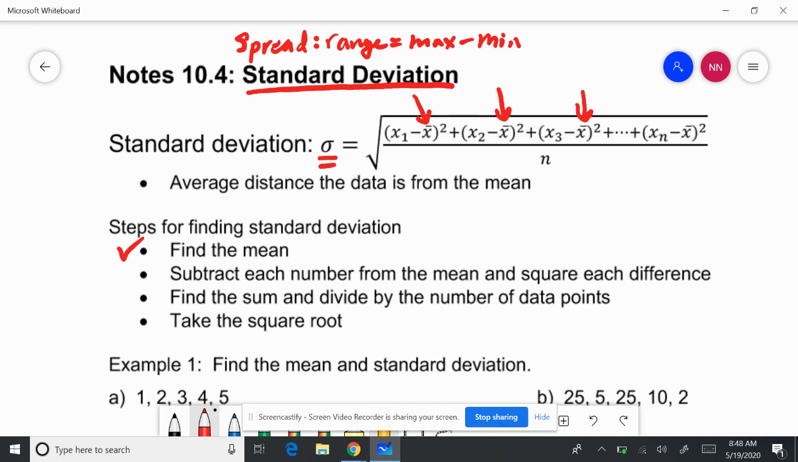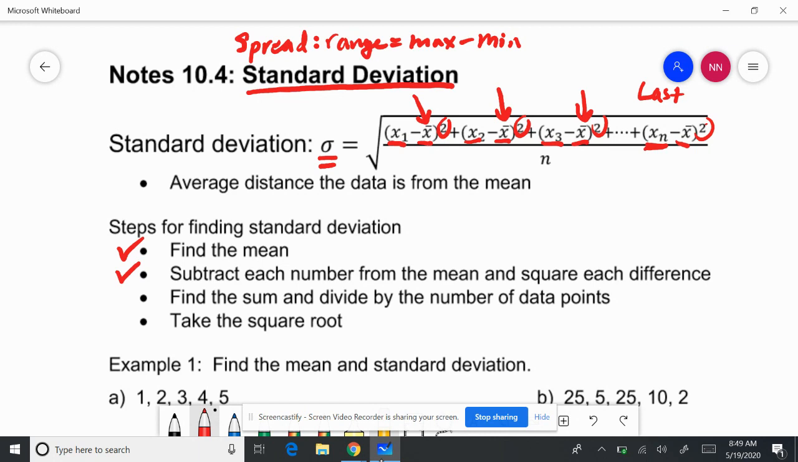Now, once we find the mean, we're going to subtract each of the numbers from the mean and square each of the differences. So if you notice, we take our first value, subtract the mean, and then square it. We take the second value, subtract the mean, square it. We take the next value, subtract the mean, square it, all the way to our last value. And our last value is the x of n. Whatever our last value is, subtract it from the mean and square it.